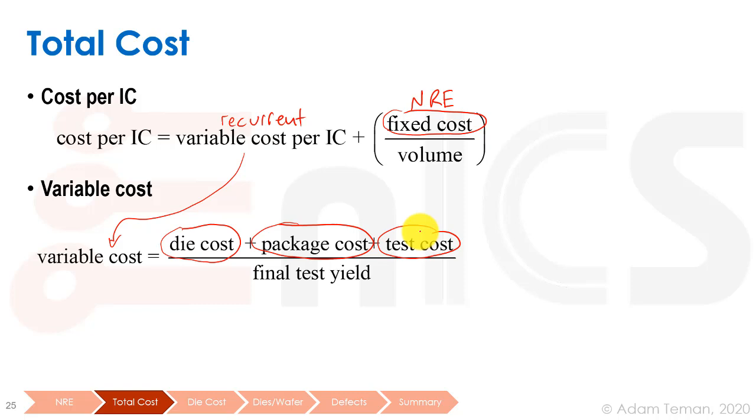The tester is an expensive piece of equipment. It sits on the tester for a certain amount of time, has to run vectors through it, verify that it actually works, and that costs money too. So when we add those three together, we find out that some of those chips that we made actually weren't good. That's why we run the test, so we throw some away. So we have to divide this by the final test yield.